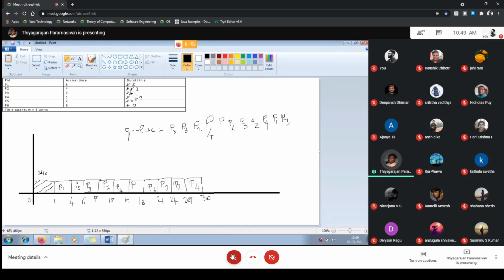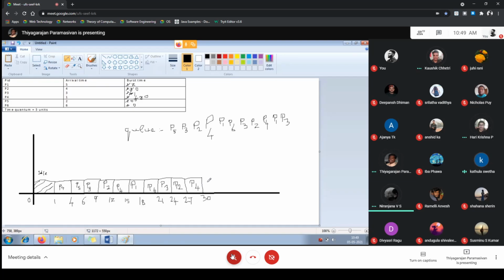Third step is to reduce the burst time by the time quantum. We already allocated 3 units, so the remaining job is 0. Now we have to check whether P4 completed its execution. Completed. Yes, sir. So we will not add it at the end of the queue. Okay.